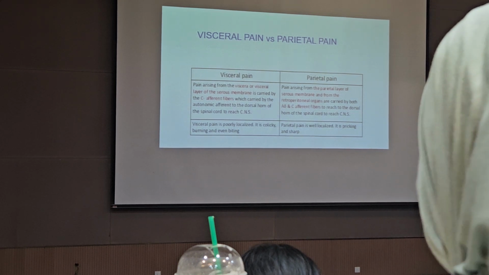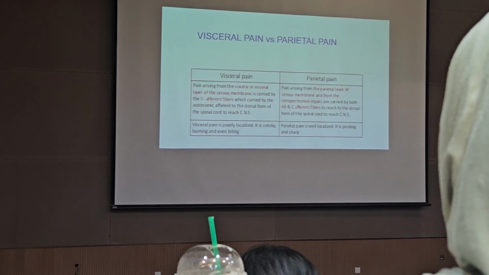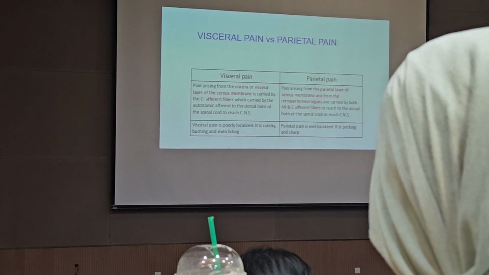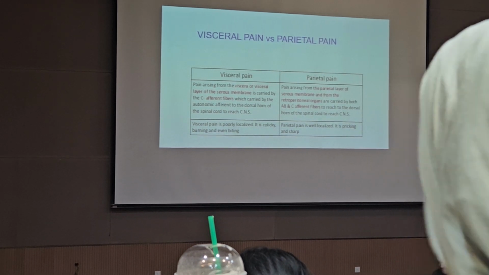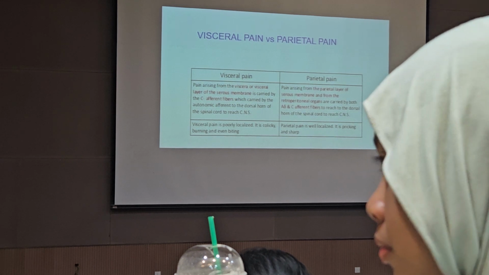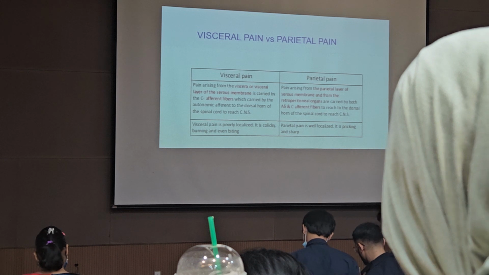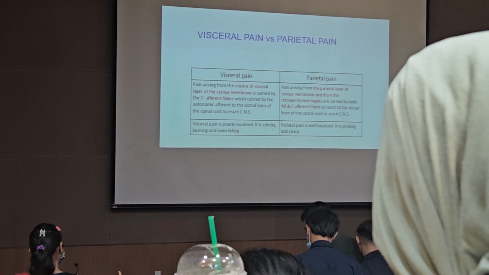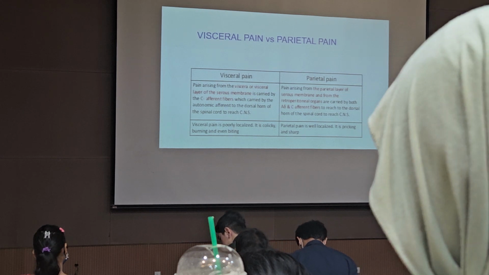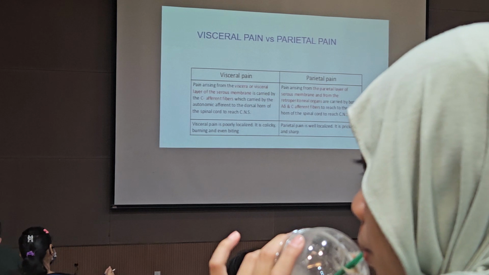This is the difference between visceral and parietal pain. Visceral pain arises from the viscera or the visceral layer of the serous membrane. It is carried by C fibers. Because it is carried by C fibers, the type of pain is slow pain, or we can say dull aching pain, slowly suffering, which is carried by autonomic afferents to the dorsal root nucleus of the dorsal horn cell of the spinal cord to reach the central nervous system.